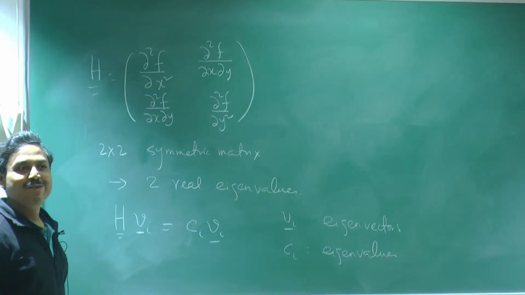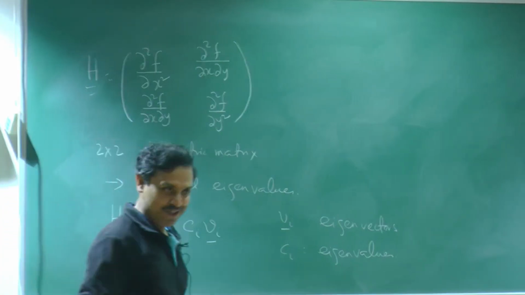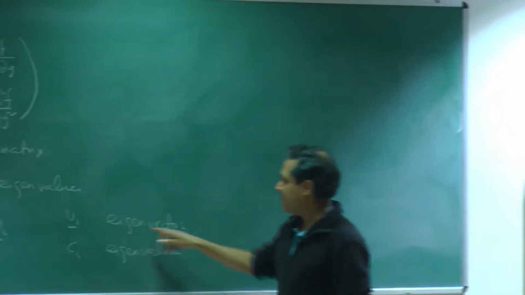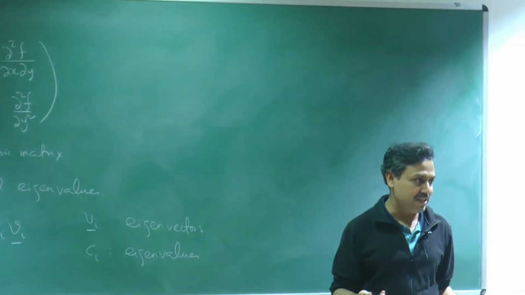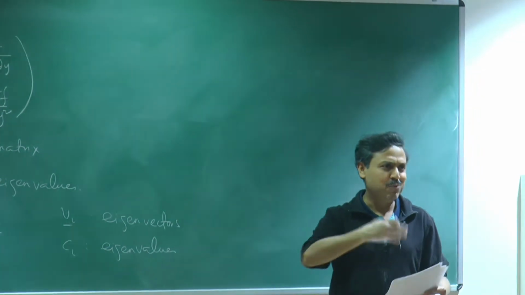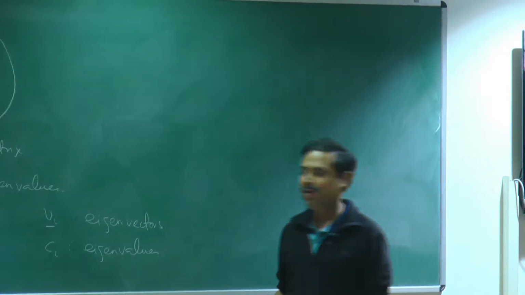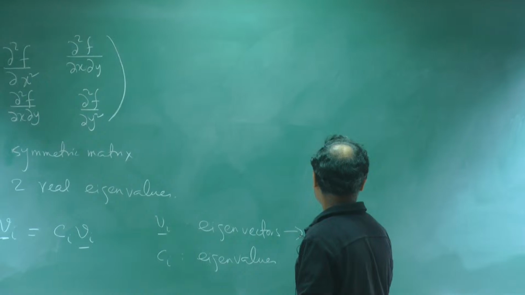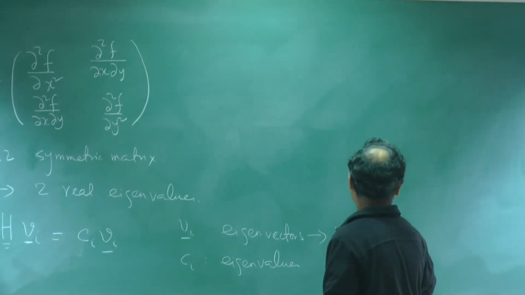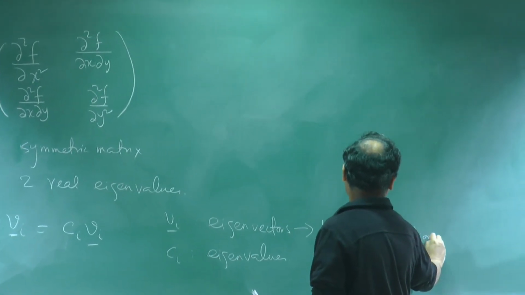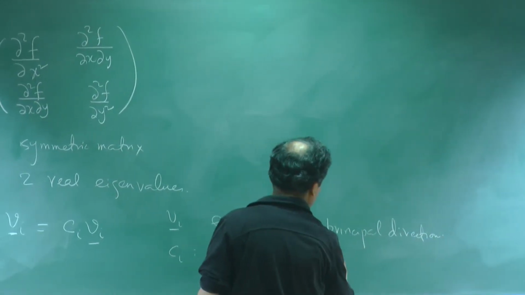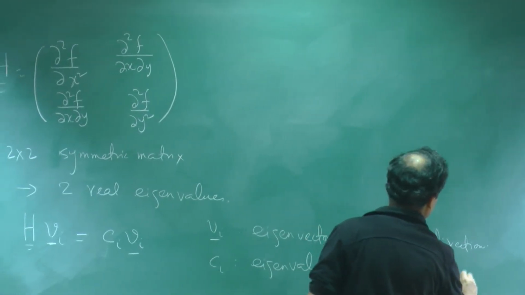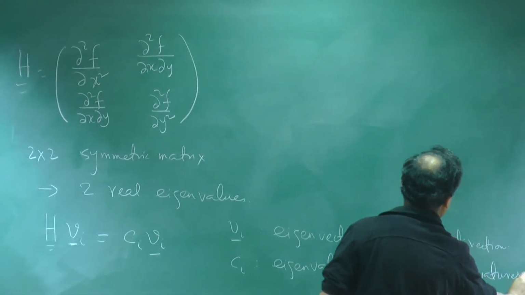What do they give in the context of the surface? Because that's what we are aiming for. In the context of the surface, the eigenvectors will give you the principal directions. I'll come to an example, and maybe things are going to become a little bit clearer. So this will give you the principal directions, and these eigenvalues are going to give you the principal curvatures. Okay?